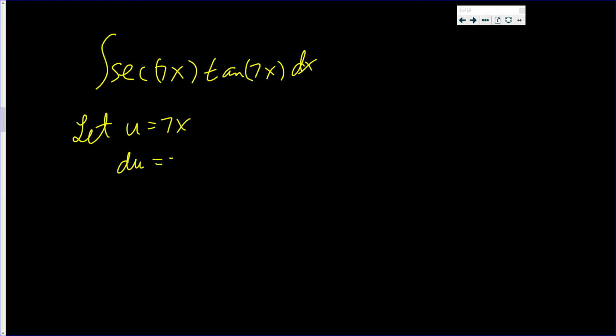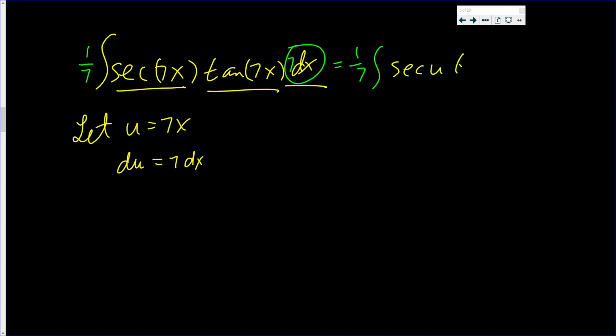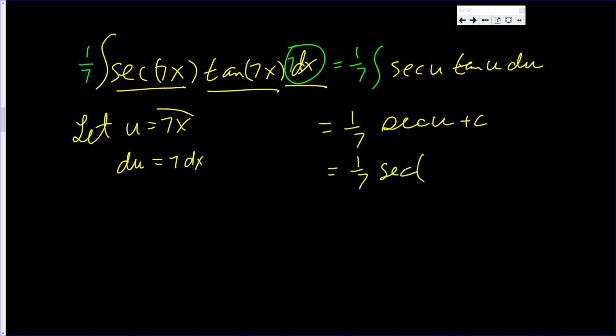So then du will just be 7dx. So if I put a 7 here, I'll have 7dx, and I have to bring out 1/7. So this becomes secant u, tangent u, du. And that integral is secant of u plus c, and just type in what u is. Don't guess, it's secant of 7x plus c.